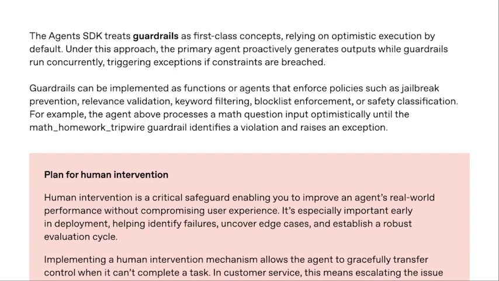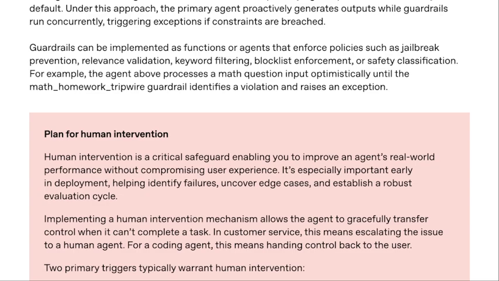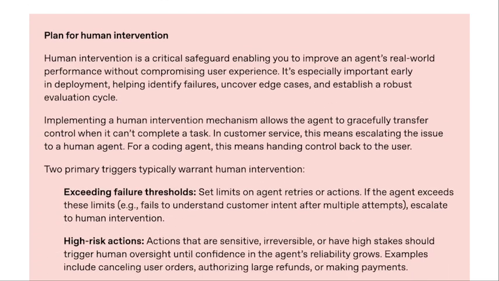So guardrails can be implemented as a function or agents that enforce policies such as jailbreak prevention, relevance validation, keyword filtering, block list enforcement, or safety classification. For example, the agent above processes a math question input optimistically until the math homework tripwire guardrail identifies a violation and raises an exception. Plan for human intervention.